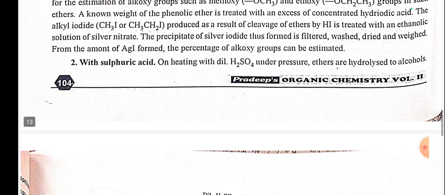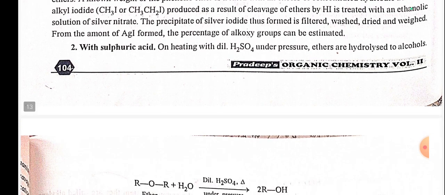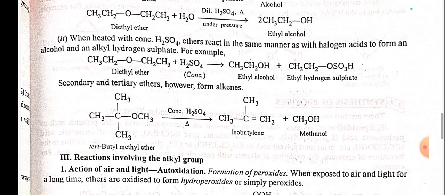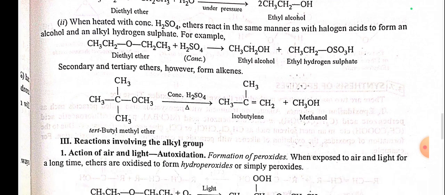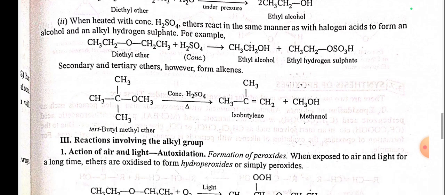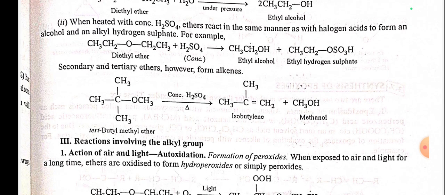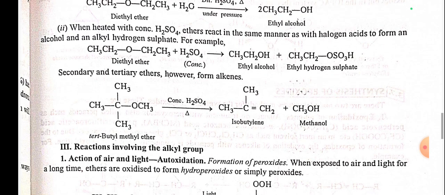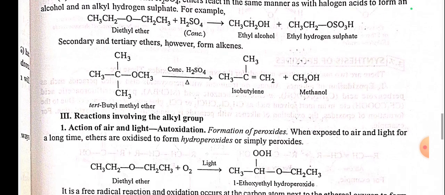With sulfuric acid: on heating with dilute sulfuric acid under pressure, ethers are hydrolyzed to alcohols. When heated with concentrated H2SO4, ethers react in the same manner as with the halogen acids to form an alcohol and an alkyl hydrogen sulfate. For example, diethyl ether plus concentrated H2SO4 gives ethyl alcohol and ethyl hydrogen sulfate. Secondary and tertiary ethers, however, form alkenes.